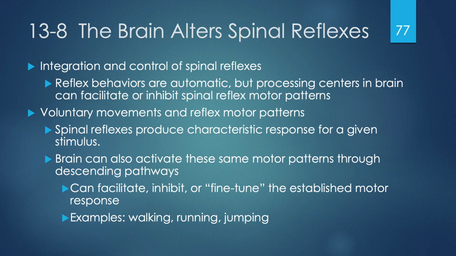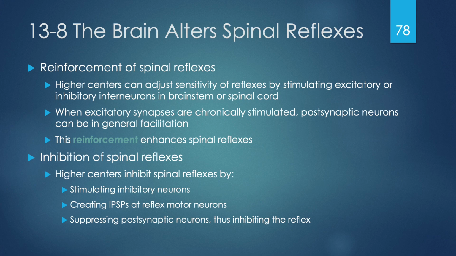So that means it can facilitate or inhibit our spinal reflexes. This applies to our voluntary movements, and it also applies to our reflex motor patterns. Spinal reflexes have a very specific characteristic response, but the brain can modify that a little bit, so it's not just a really harsh response. We're going to talk a little bit more about this coming up. The brain's role in regards to our spinal reflexes is really fascinating.